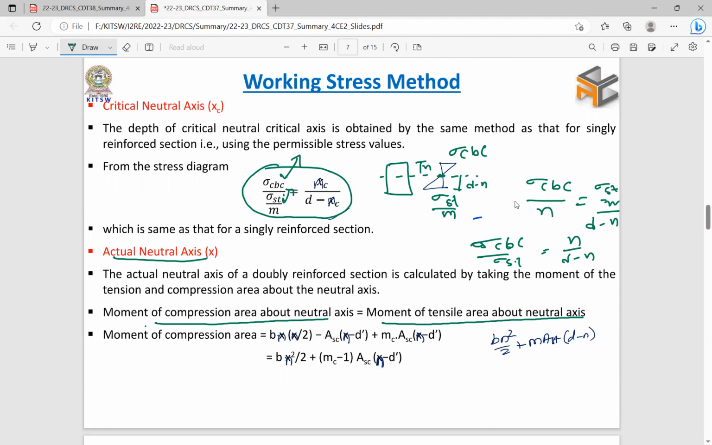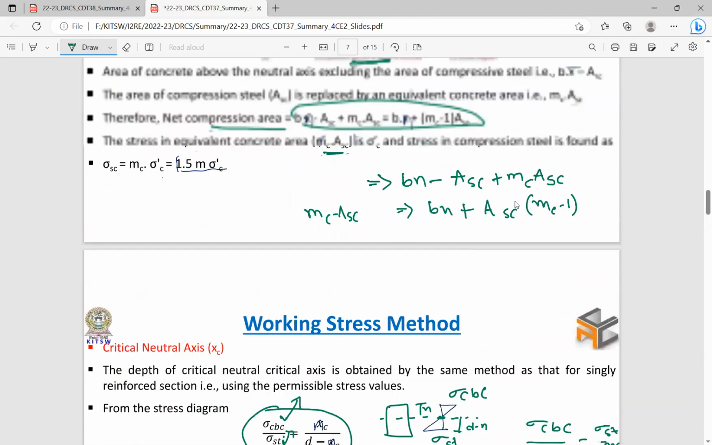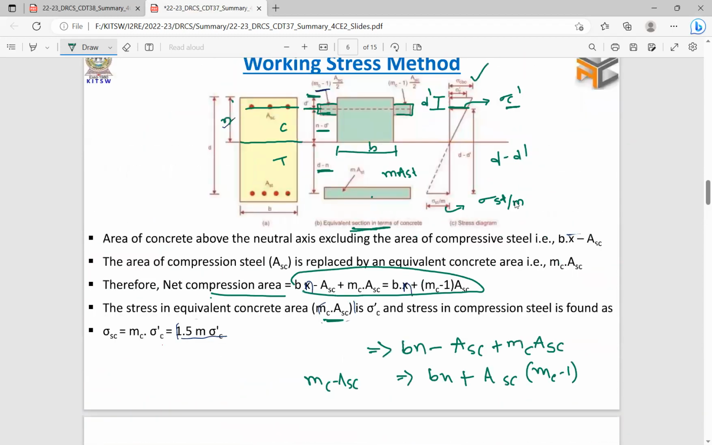So just now we have calculated the compressive area, right? This is the compressive area b into n. Now I want to calculate the moment of this compressive area about the neutral axis. How are we going to get the moment? The area moment is equal to area into perpendicular distance. So the total area will be concentrated at a distance of n by 2 from the neutral axis. So I am going to write the moment is equal to bn into n by 2 minus bn into n by 2.